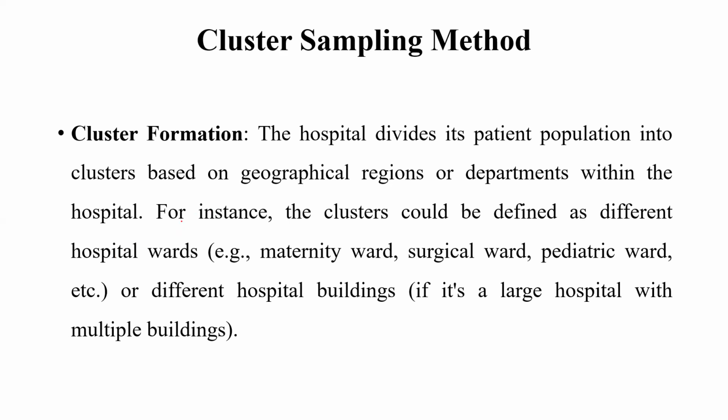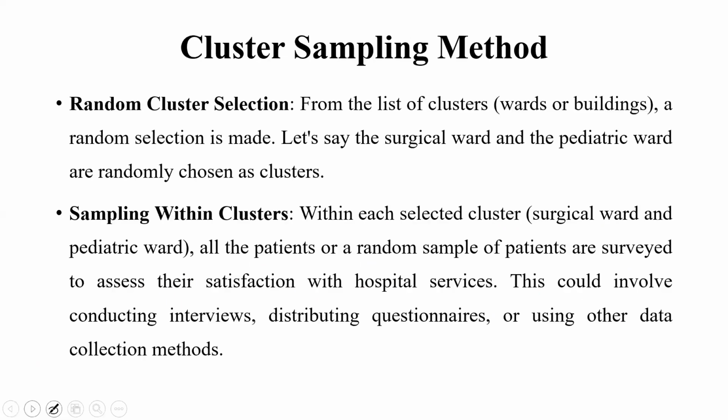First, we need cluster formation. The hospital divides its patient population into clusters based on geographical regions or departments within the hospital. For instance, the clusters could be defined as different hospital wards like maternity ward, surgical ward, pediatric ward, or some other wards, or different hospital buildings if it's a large hospital with multiple buildings like AIIMS New Delhi.